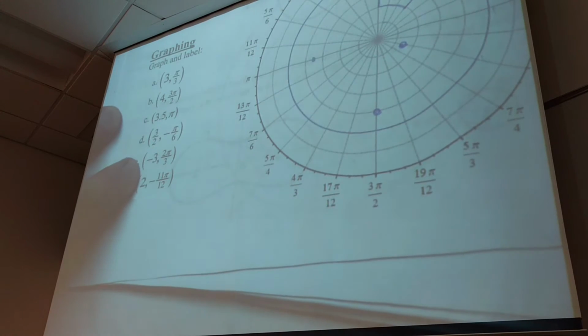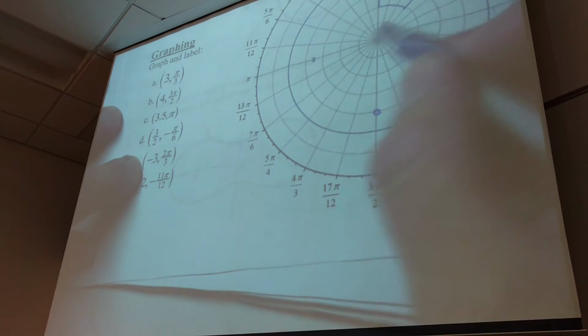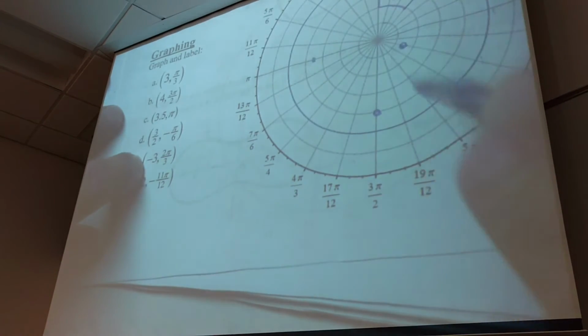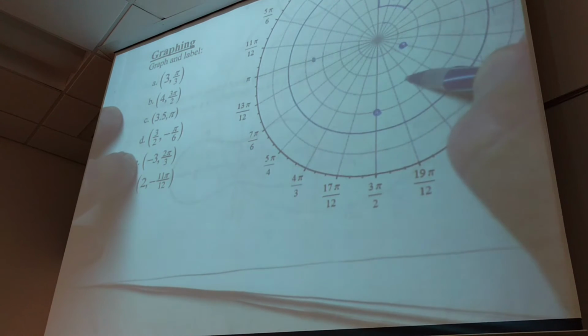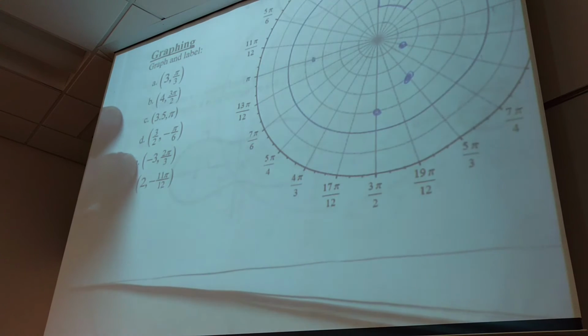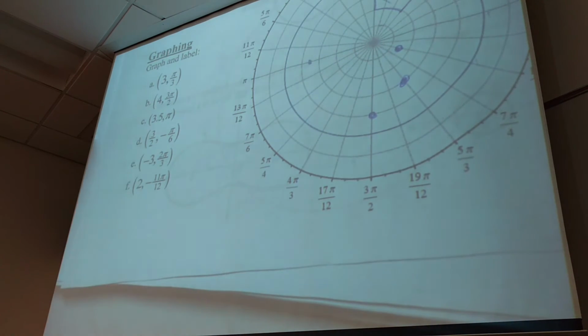Here's the one I'm going to look at: 2 pi over 3. But then I'm going to go back, so I'm going to go this way: 1, 2, 3. Is that cool? So look at 2 pi over 3 and then step back away from it.